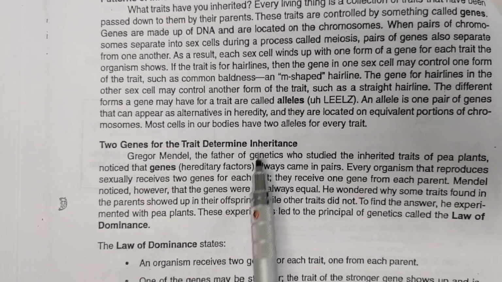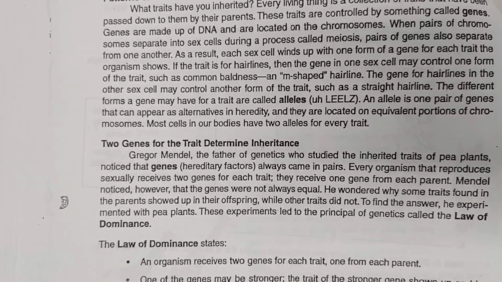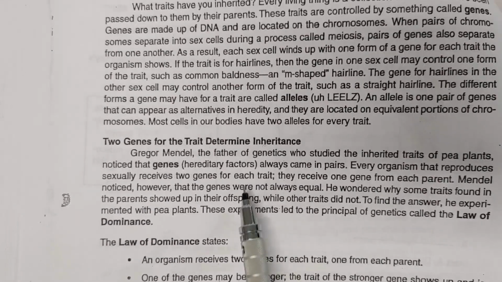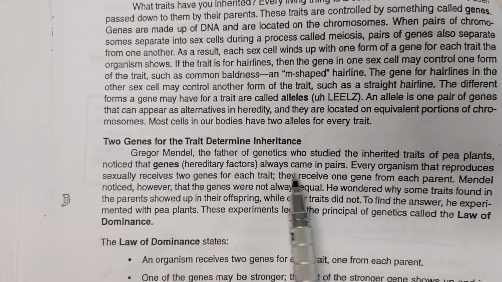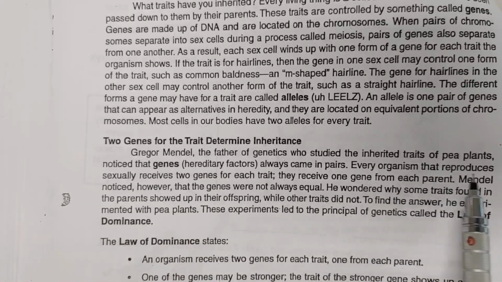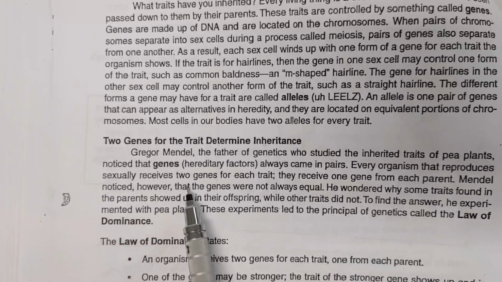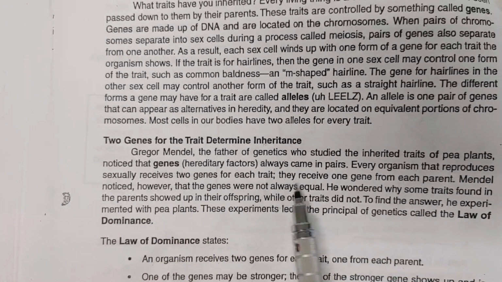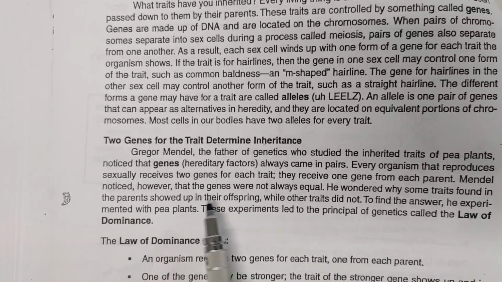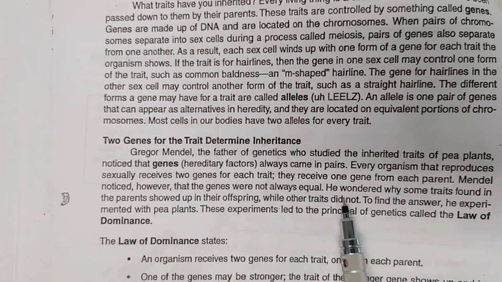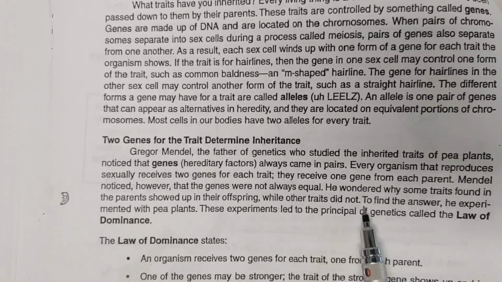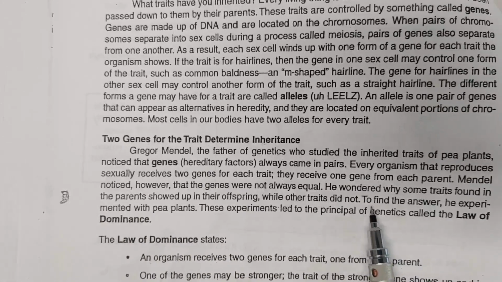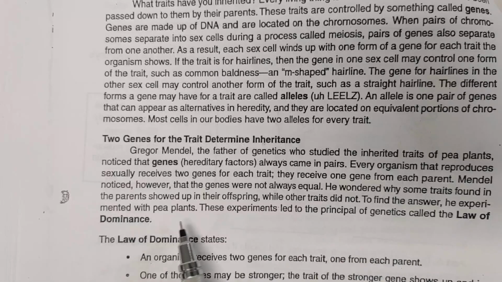trait determine inheritance. Gregor Mendel, and we're going to have a slideshow about him in the next lesson, the father of genetics, studied the inherited traits of pea plants and noticed that genes always came in pairs. Every organism that reproduces sexually receives 2 genes for each trait, 1 gene from each parent. Mendel noticed, however, that the genes were not always equal. He wondered why some traits found in the parent showed up in the offspring, while other traits in the parents did not show up in their offspring. To find the answer, he experimented with pea plants.